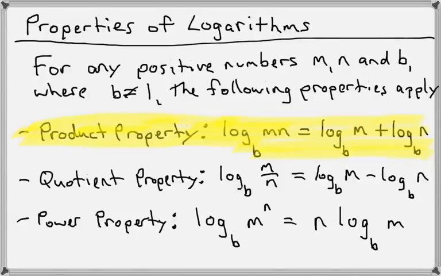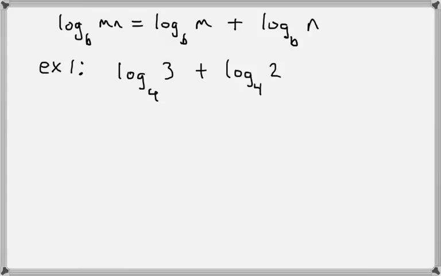In this video, we are going to go over how to use the product property of logarithms to simplify two logarithms into just a single log. So the product property there is highlighted in yellow. It states that the log base b of m times n is equal to the log base b of m plus log base b of n. So let's look at some examples and see how we can apply that to actual problems.